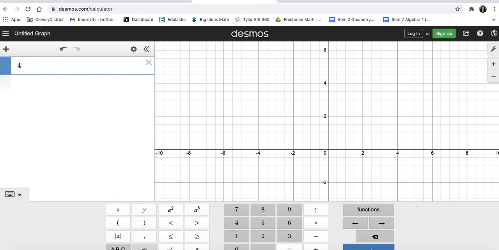So I have 4 times parentheses 2, close parentheses, raised to the second power. And I'm looking to see if that's going to get me negative 32. And I see it doesn't, it gets me 16. So that means that's not a point on there.